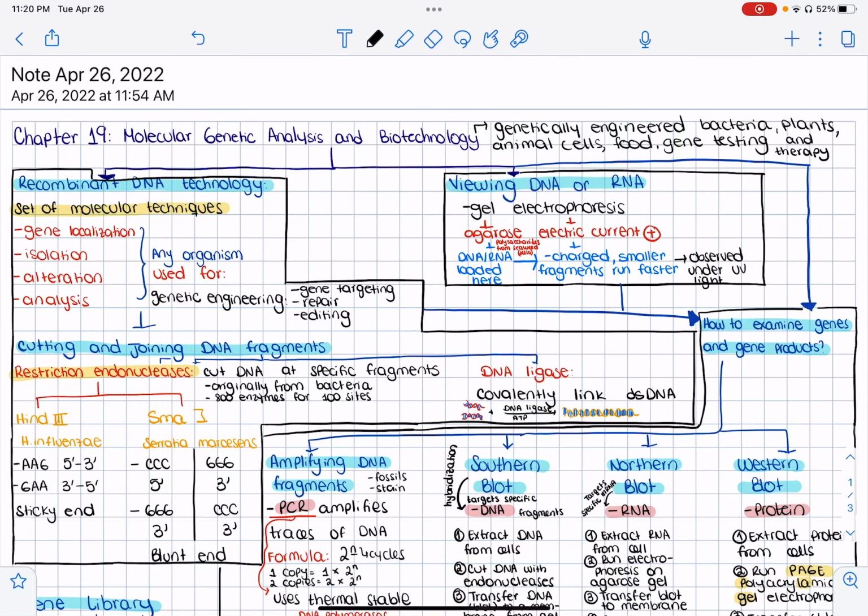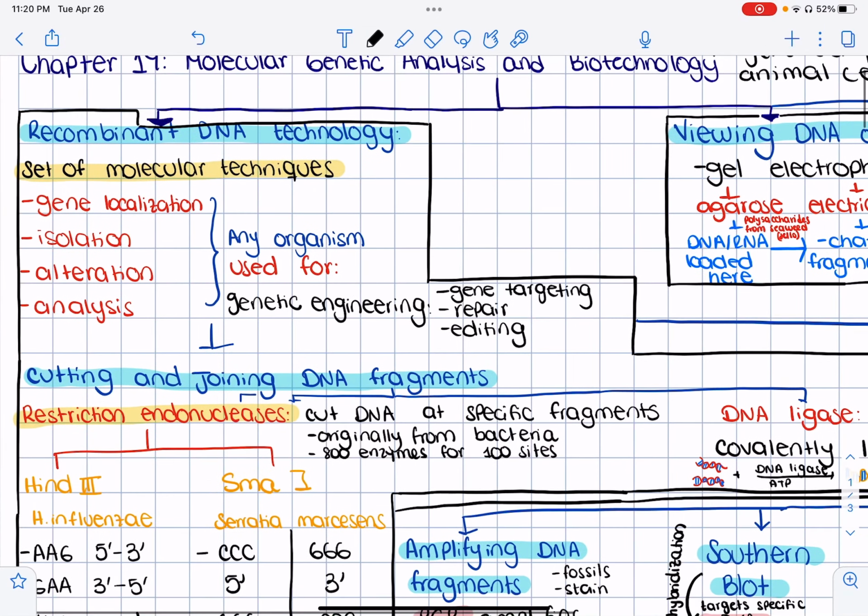Chapter 19 talks about molecular genetic analysis and biotechnology. Molecular genetic analysis involves recombinant DNA technology, which is a set of molecular techniques that localize a gene, isolate it, alter it, and ultimately analyze it.